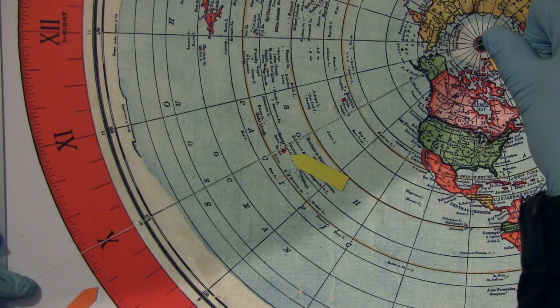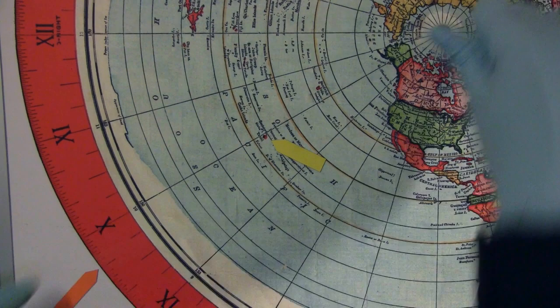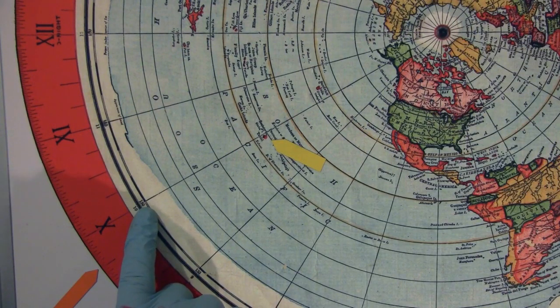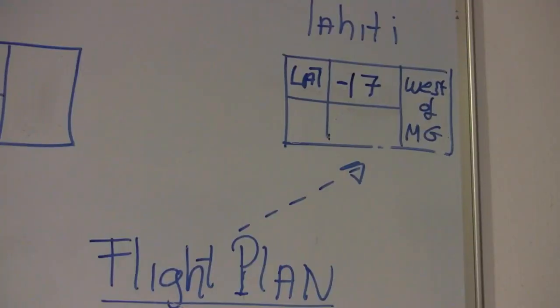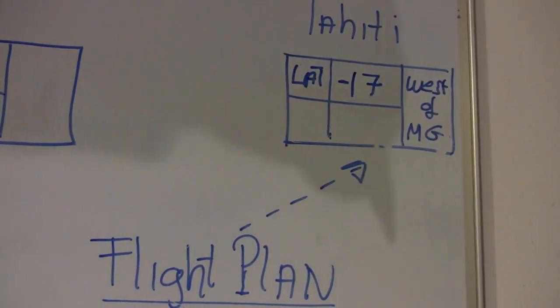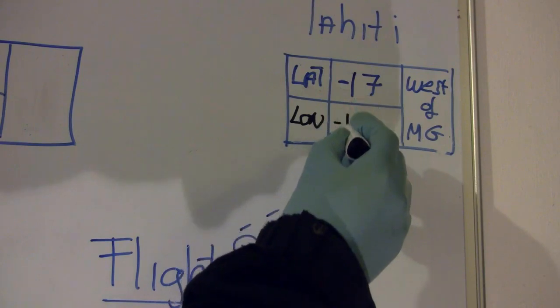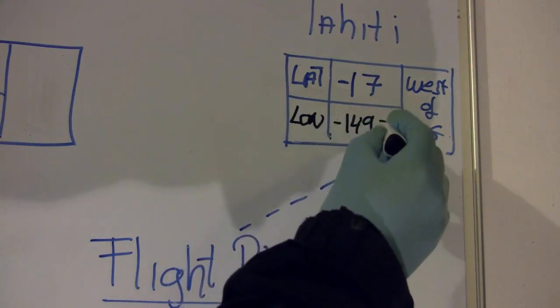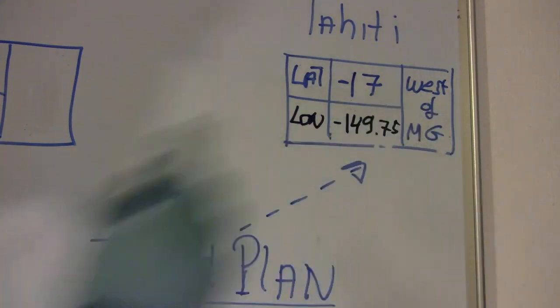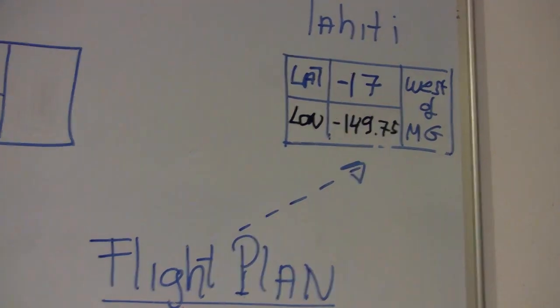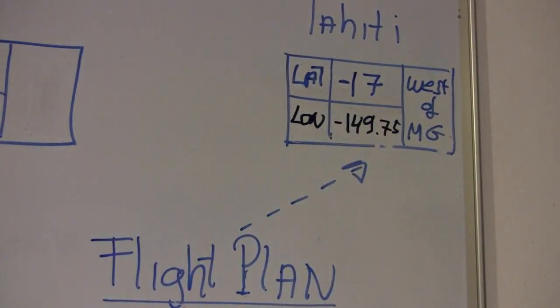As you can see, this is 1 degree, this is half a degree, so this is approximately a quarter of a degree. It means this is 150 degrees minus a quarter of a degree. That's longitude minus 149.75 west of meridian of Greenwich. That's why it's a negative number. But I can even say it's west of meridian of Greenwich.